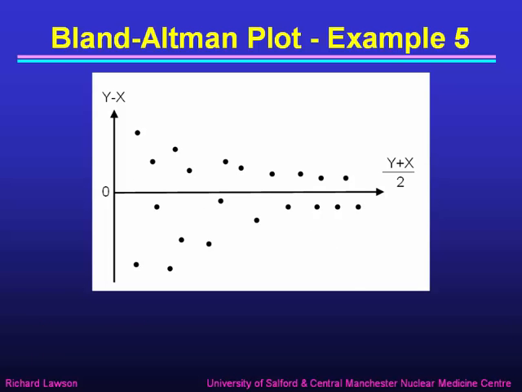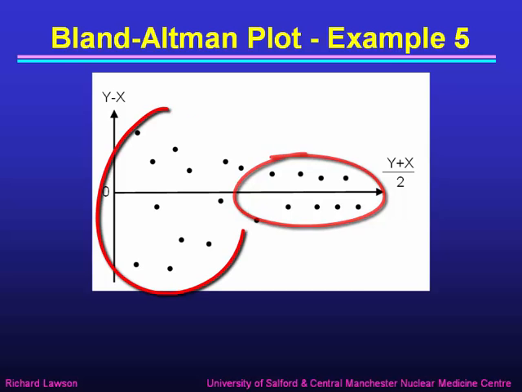Here's another example. What about this one? Well, there doesn't seem to be any significant difference above or below 0. There are just as many measurements above as below, so there's no consistent trend. But for large values they're very close to 0. For small values, they're much more spread out.